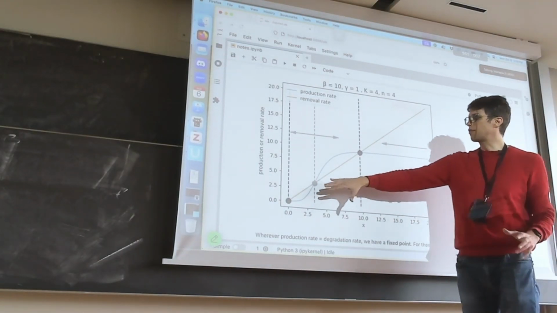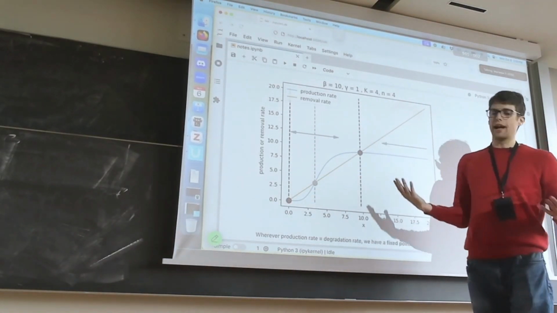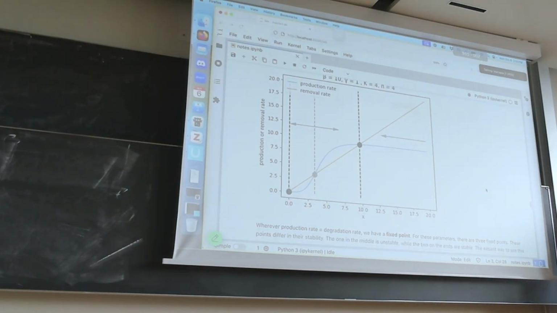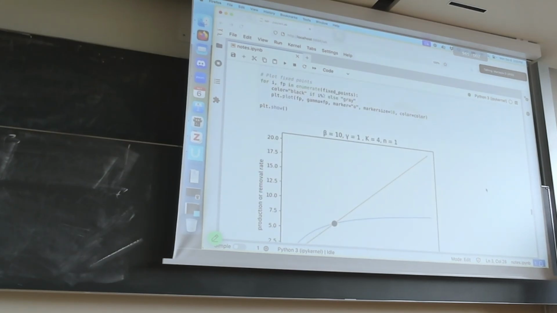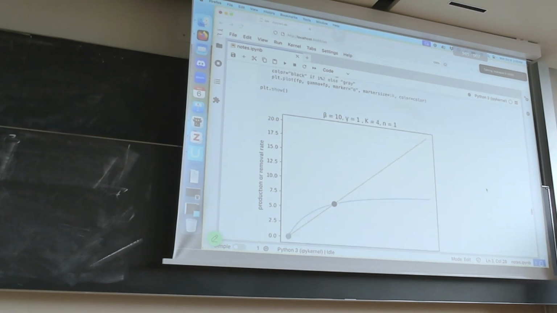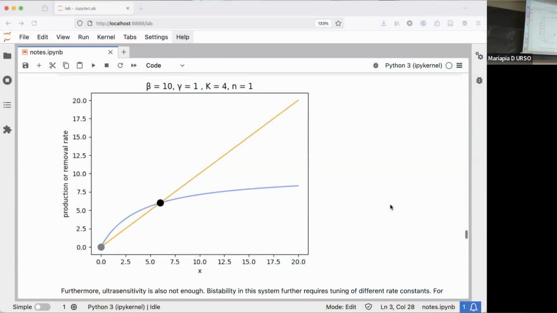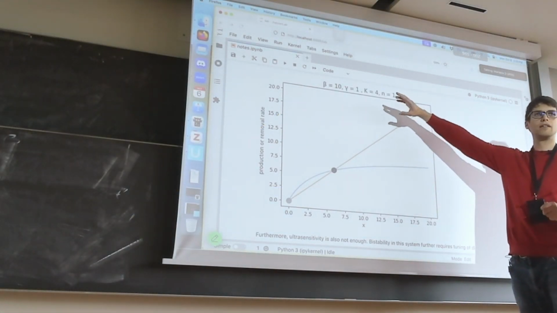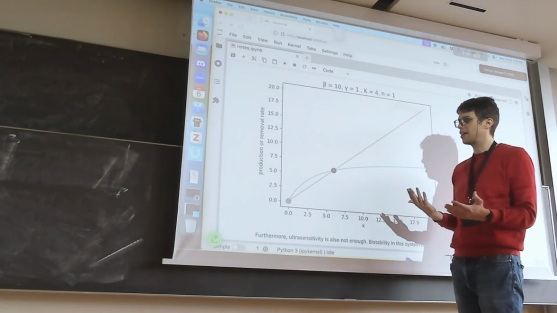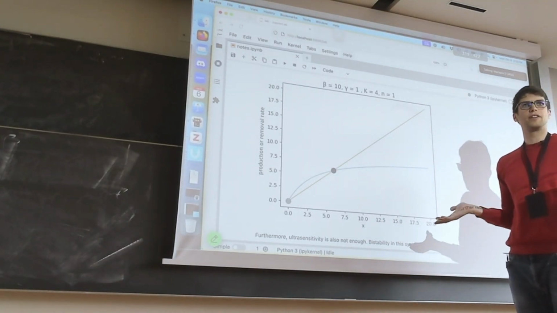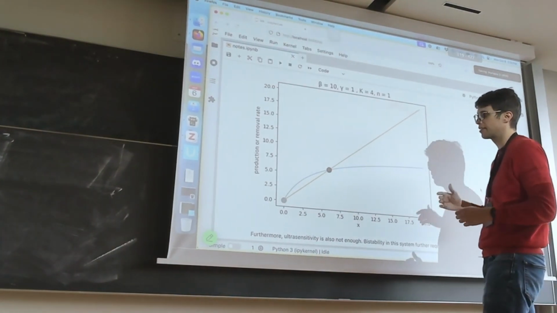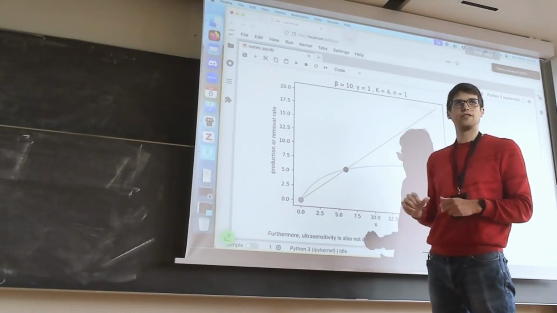And these kinds of graphs where you plot the degradation rate against the production rate are a very handy picture to have plotted in front of you to assess bistability. And this here is the same picture, except now we turned n down to 1. It's not 4 anymore, it's 1. And what happens here is that actually you do lose bistability. So these production rates, they tend to look like this. You have two intersections here only.